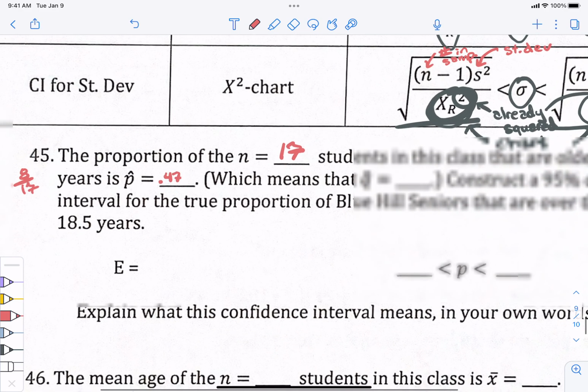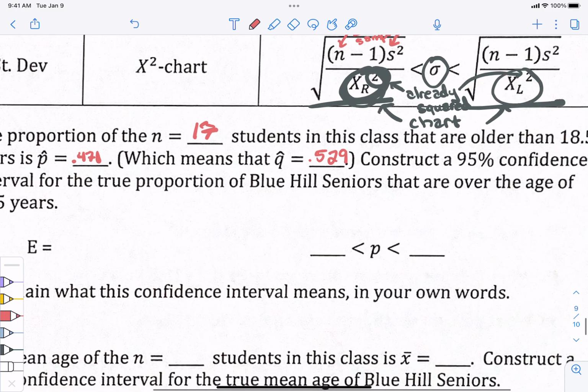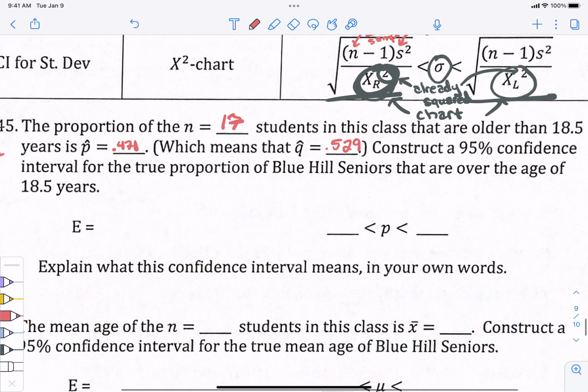0.471, which means that Q hat is 0.529. Yeah, 0.529. Construct a 95% confidence interval for the true proportion of Blue Hill seniors that are over the age of 18.5. Now, if I relate this back to your entire class, it is not fair for me to say that the entire class of Blue Hill seniors has 47.1% that are greater than 18 and a half years old.